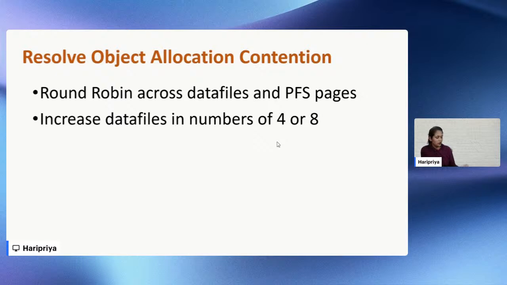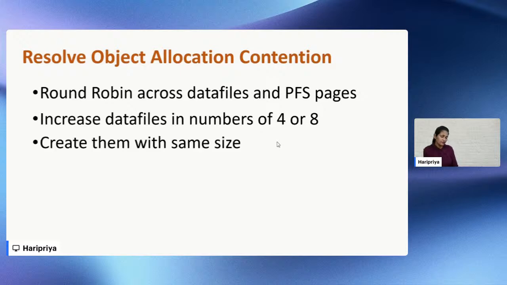Imagine you have something like 90 plus processors, a huge machine in your production. Then go with 8 data files because 4 and increasing by 4 might take a long time. So when you start adding them, you'll get the hang of it. Then you can go with 8, check for contention, add another 8.